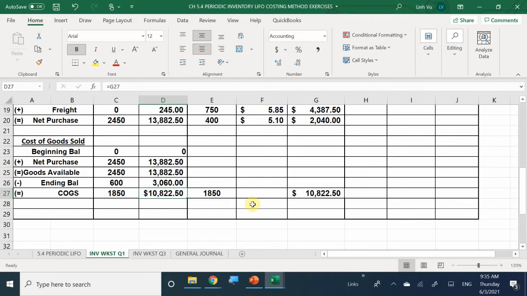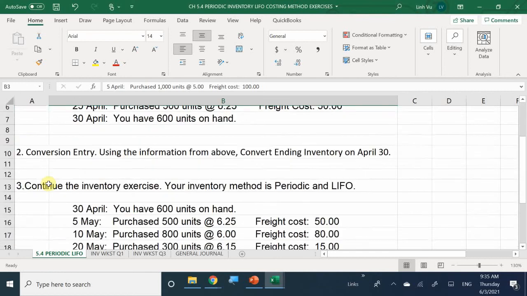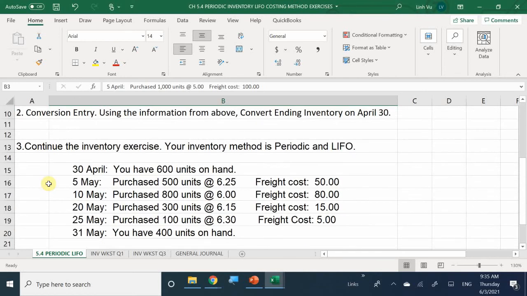No. Okay. All right, so let's go ahead and compute the second one. So no journal this time. I just want you to throw the numbers directly into the inventory worksheet because we're just going to practice the calculations here. All right, question number 3. Continue from the exercise, and your inventory tracking method is periodic and LIFO.